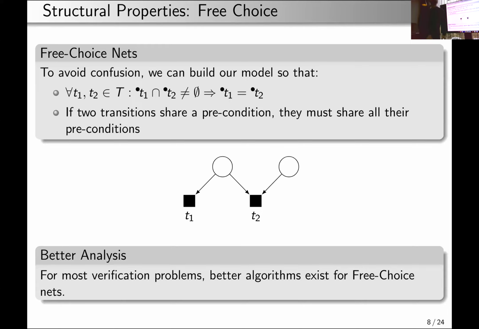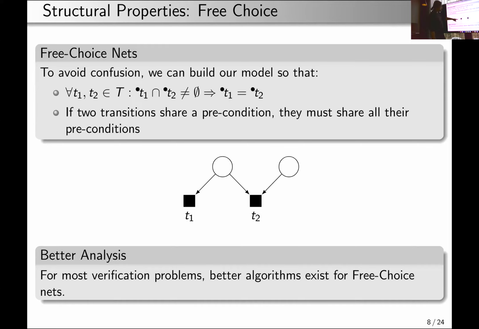Just to check my understanding, this dot T1, that's the precondition. Yeah, sorry, I didn't stop on this, but it is indeed. So this is the set of input places for T1 and the set for T2. So if they have any shared input, they must have all shared it. Absolutely. That's what it says.